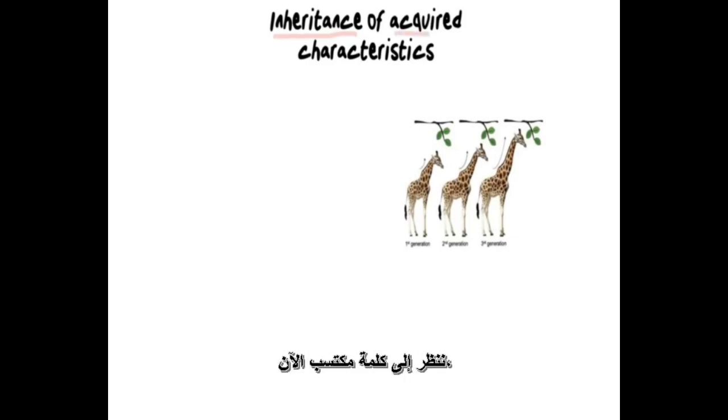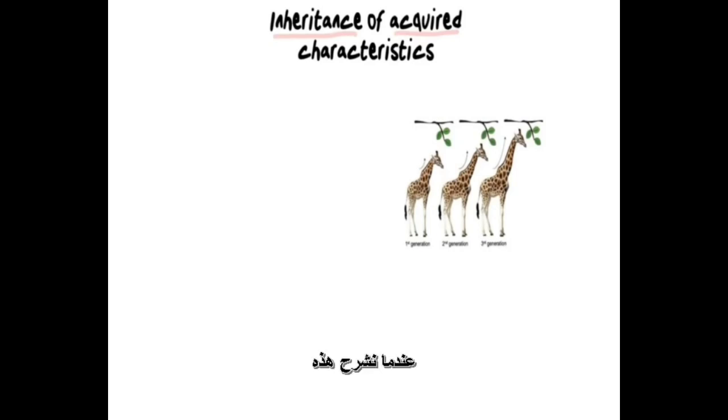Then we look at the word acquired. Acquired means you gained this trait or characteristic throughout the course of your life, and you are then going to pass it on. And you'll see now why that doesn't quite work when it comes to genetics, that you can't just inherit things that you've acquired through the course of your life.